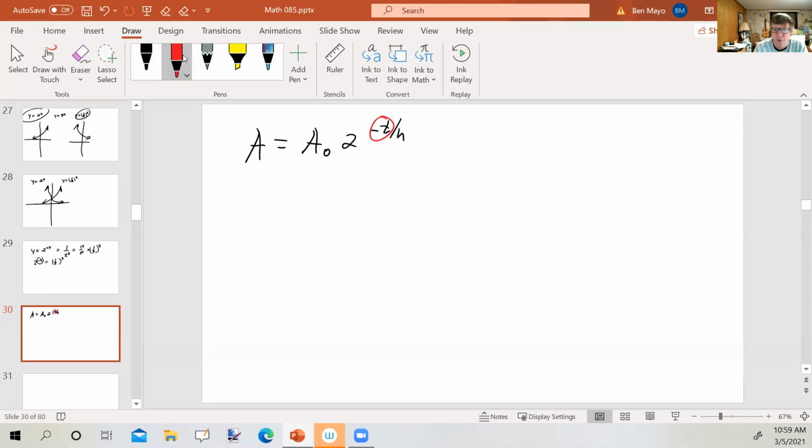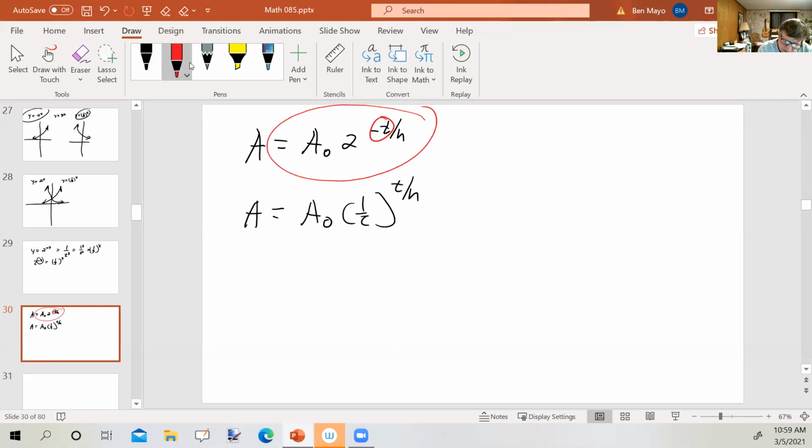That negative exponent, this thing would be the same if we wrote it this way: 1/2 to the +t/h power. But for whatever reason, often books present it in this form. What I'm trying to get you to see is that if you've got a base of 2 raised to a negative exponent, that's like having a base of 1/2 raised to a positive exponent.